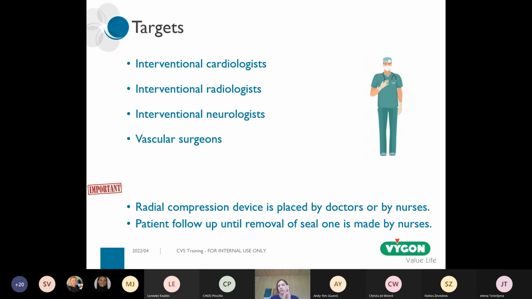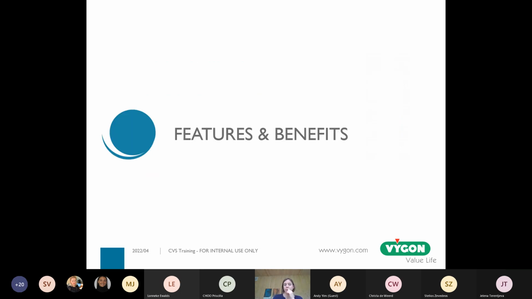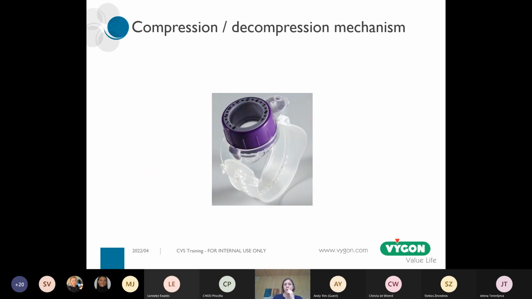It's important to know that the radial compression device is placed by doctors or by nurses, and the patient follow-up until the removal of the SIL1 is made by nurses, because the SIL1 will be left in place for 1, 2, or 3 hours. Let's now discover this device.